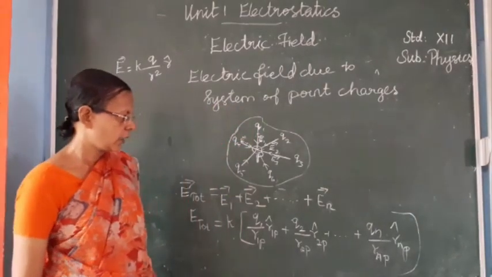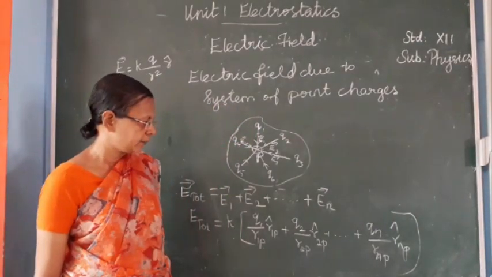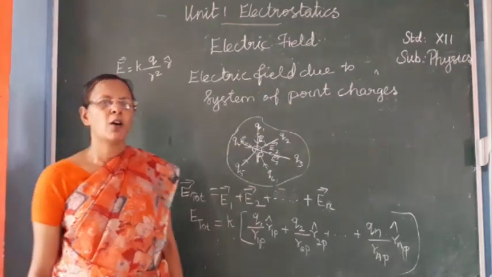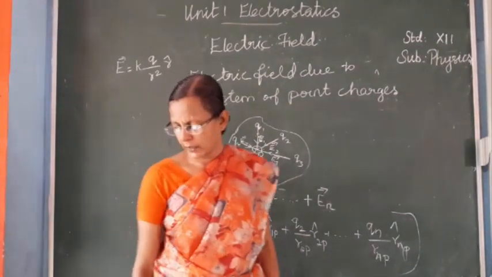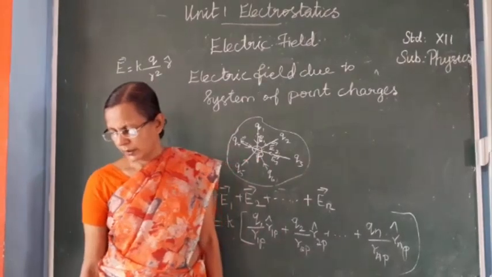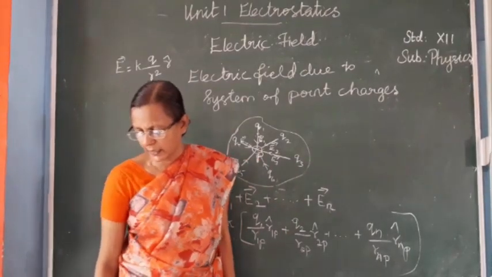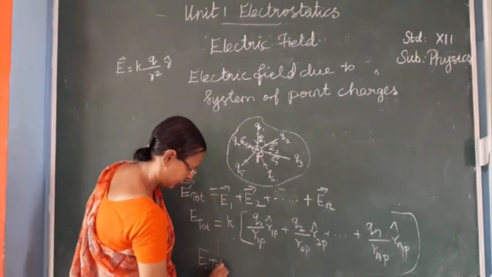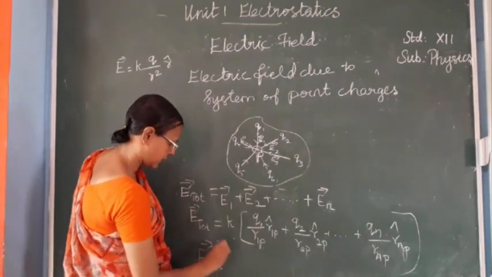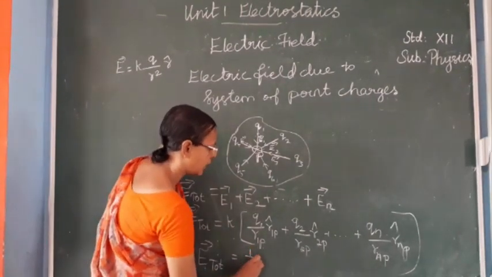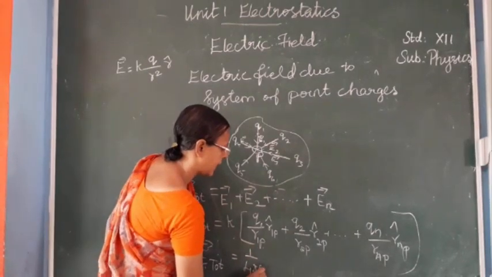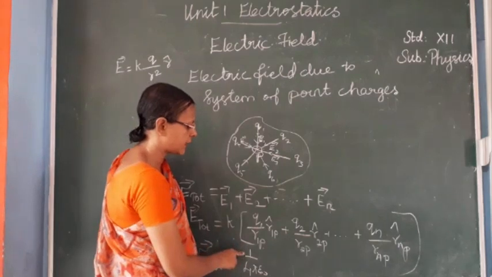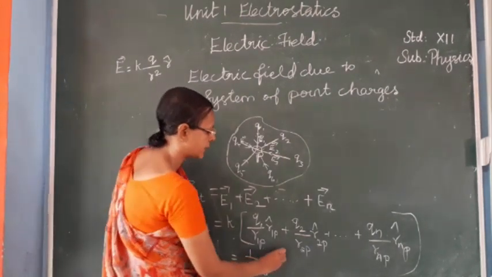Not IP, NP. So this is the formula. How can we write this? According to this integral form, we can write E total in vector form, equal to 1 by 4 pi epsilon 0. What is K? K is the proportionality constant, equal to 1 by 4 pi epsilon 0.